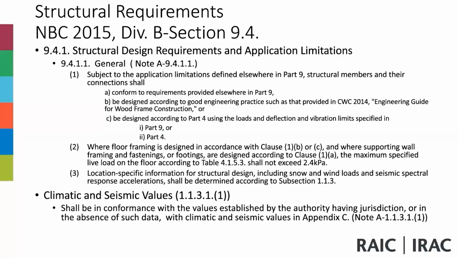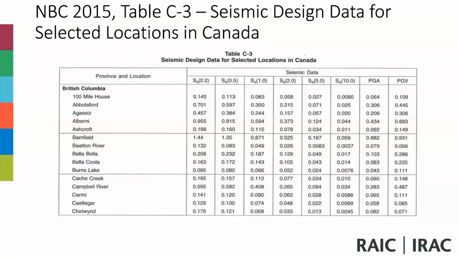If you don't have location-specific information, you go to Appendix C, related to climatic and seismic information for building design in Canada. Climatic and seismic values shall be in conformance with the values established by the authority having jurisdiction, or in the absence of such data, with climatic and seismic values in Appendix C. So this is seismic design data for selected locations in Canada. This is Table C-3.